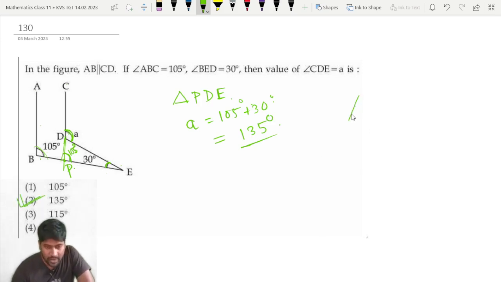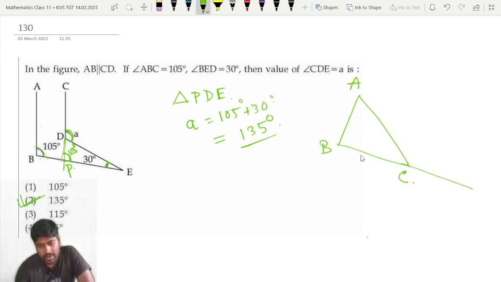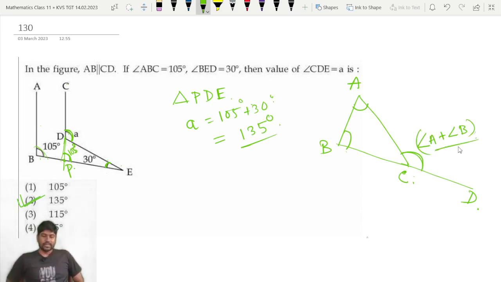That means what I wanted to tell you is that suppose you have a triangle like this and you are extending one side. Suppose this is the triangle ABC and you are extending the side BC up to D. Okay, then whatever outer angle is produced, this angle will be nothing but the sum of this angle and this angle. Okay, so this will be angle A plus angle B. That was a theorem. So I think it is clear to everyone.